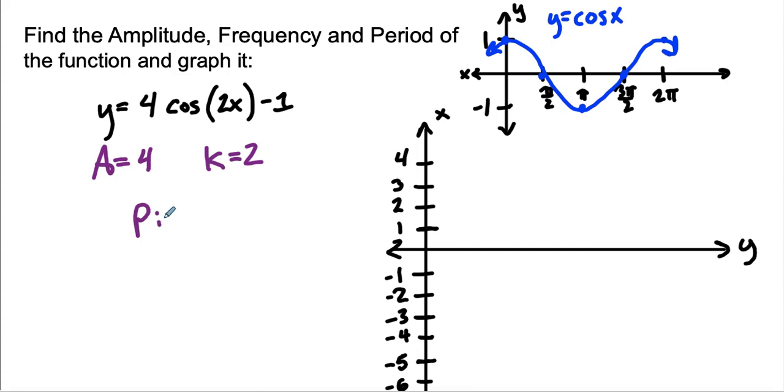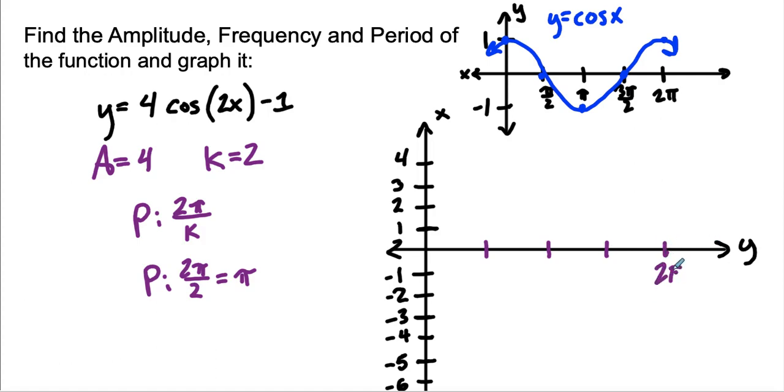So remember, the period of a function is 2 pi over k. That means the period of this function is 2 pi divided by 2, which is pi. So it cycles twice from 0 to 2 pi and completes one full cycle from 0 to pi. So what does that mean in our graph? Well, it means we're going to have 2 cycles in the section from 0 to 2 pi.